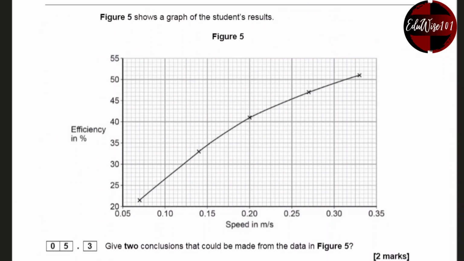Figure 5 shows a graph of the students' results. The efficiency, as you can see, looks like it's increasing as the speed increases, but it's not increasing in a straight line. It's increasing, and then the rate at which it's increasing is going down. Now, if that line was to continue, it'll probably go flat after some time.